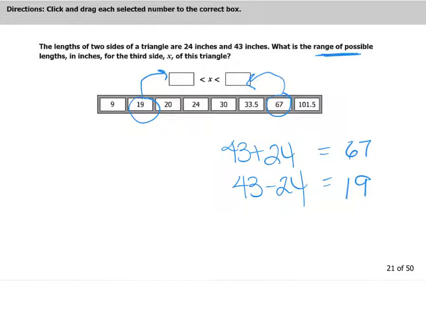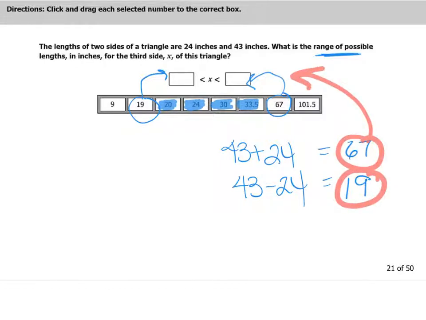And I just realized that we didn't answer the question. It says, what is the range of possible lengths in inches for the third side? And we actually have to click them. So what I'll do is I'll highlight all the ones that are within the range. 9 isn't, 19 isn't, 20 would be in the range, 24, 30, and 33. These are the numbers that can make up the possible third side. However, 19 and 67 will go in the boxes.